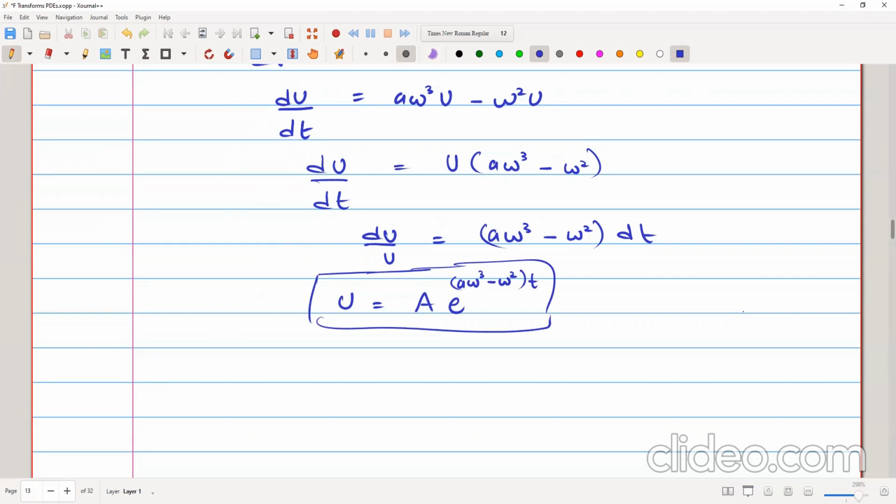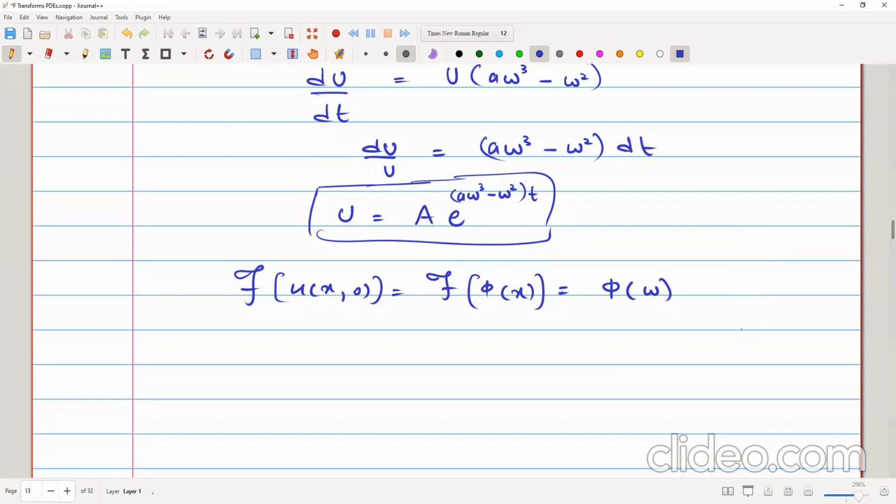All right, so this is the solution in terms of omega and t, but we need the solution in terms of x and t. To apply the Fourier transform on the initial condition, that is u(x, 0) equals some function of x, it will be some function of omega now after the transformation. Then we can simply plug in this condition here. So you'll get u(omega, 0) equals A e to the power 0 equals phi of omega, which implies that A equals phi of omega.